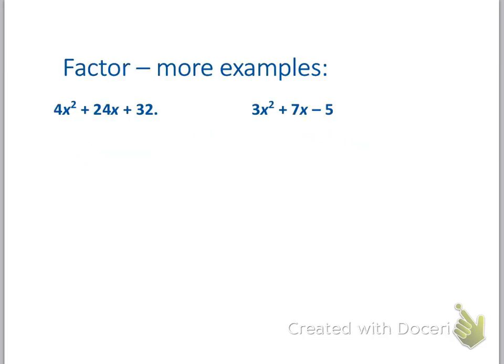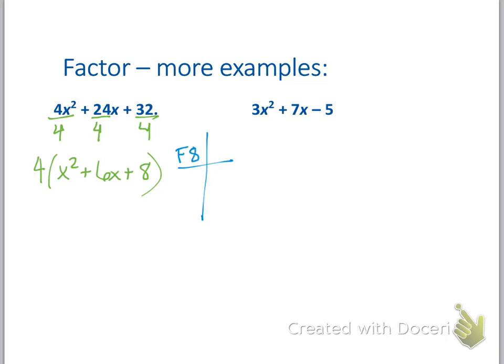Take a look at the first one. 4x squared plus 24x plus 32. First thought always needs to be, is there a GCF? And in this case, the GCF would be 4. So that gives me an x squared plus 6x plus 8. Now my a is equal to 1. So I'm simply going to find factors of 8 that add up to 6. 2 times 4 is going to do it for us.